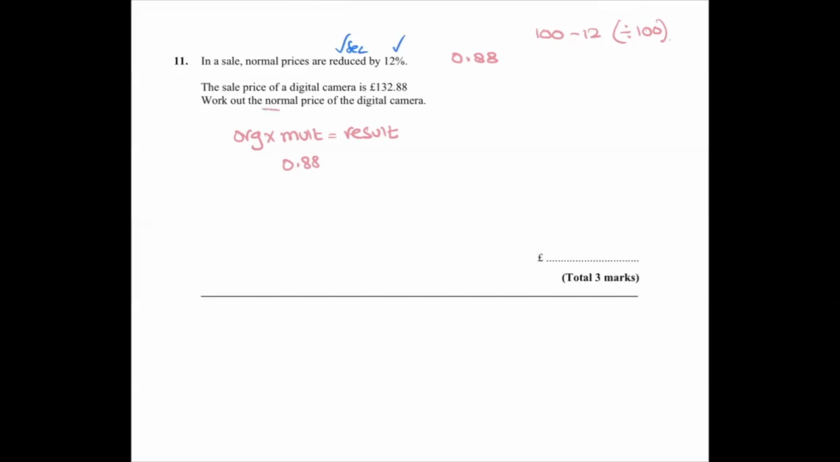I want the original. So the original is what we're trying to find. We know that whatever that number was, when it got multiplied by 0.88, it was equal to 132.88.